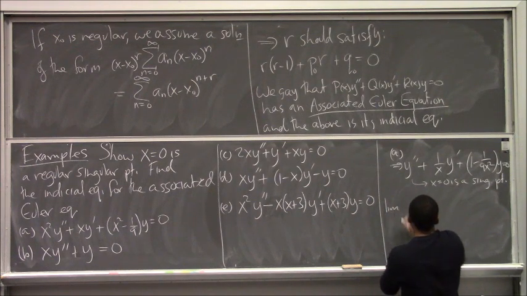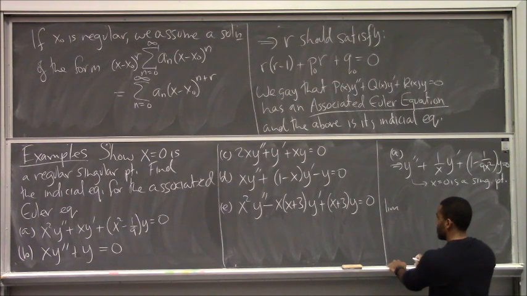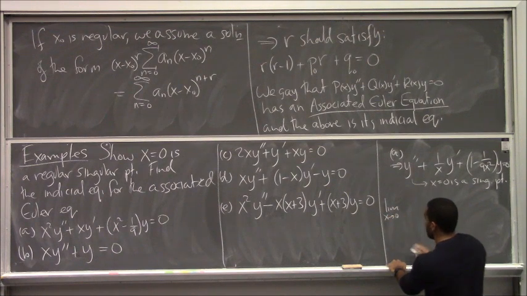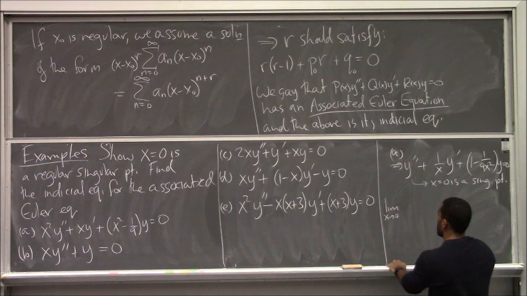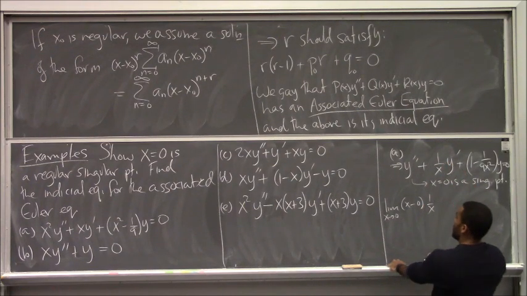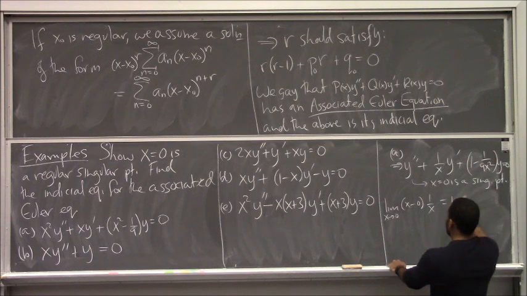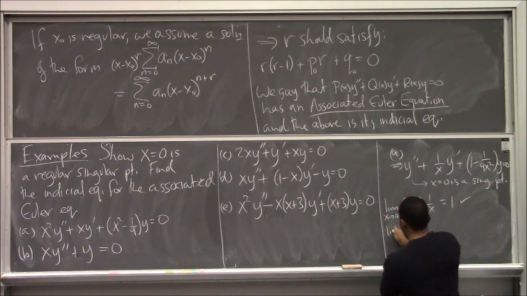How do I know that it's regular? x naught should be 0, it is 0. So I'm going to take the limit as x goes to 0 of x minus x naught times 1 over x. Then use L'Hopital. Now what's that going to give you? It's going to give us x over x, which is 1, which is good. Okay, so we're going to find the next limit.